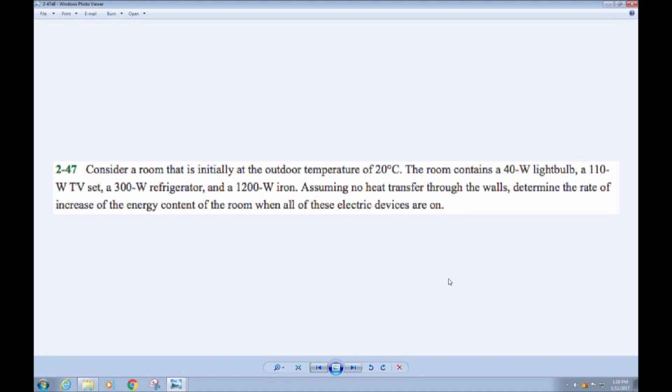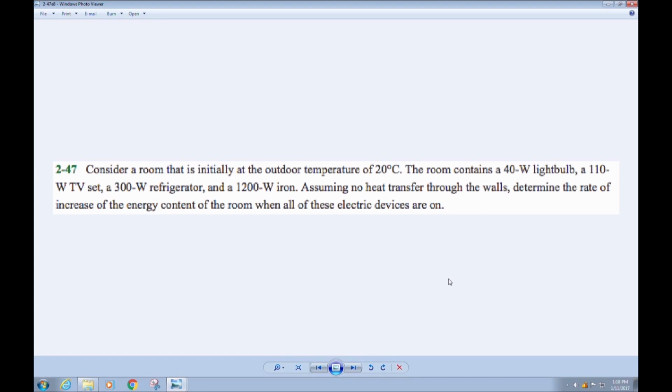So in this particular problem, it's similar but different, right? This says that we have a room that initially is at the outdoor temperature of 20 degrees Celsius. There's a 40-watt light bulb, a 110-watt TV set, a 300-watt refrigerator, and a 1,200-watt iron. Assuming no heat transfer through the walls, determine the rate of increase of energy content of the room when all these electric devices are on.